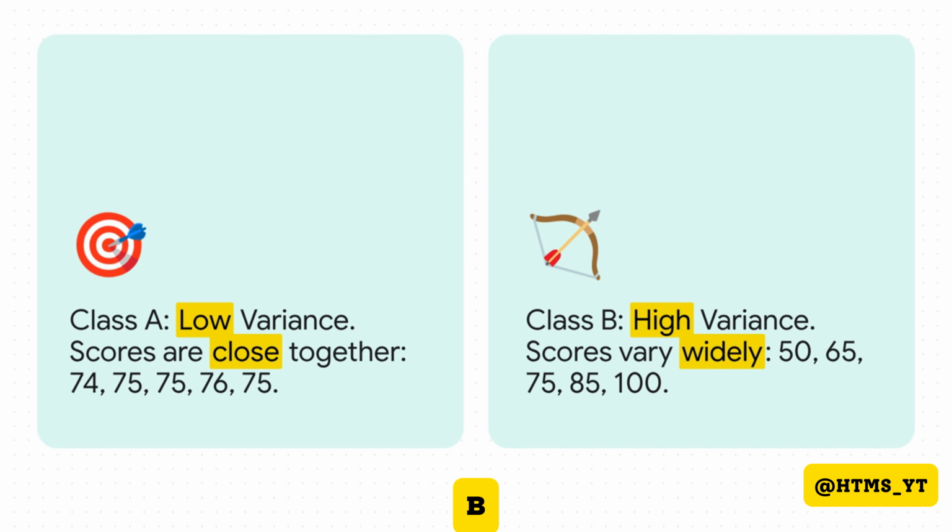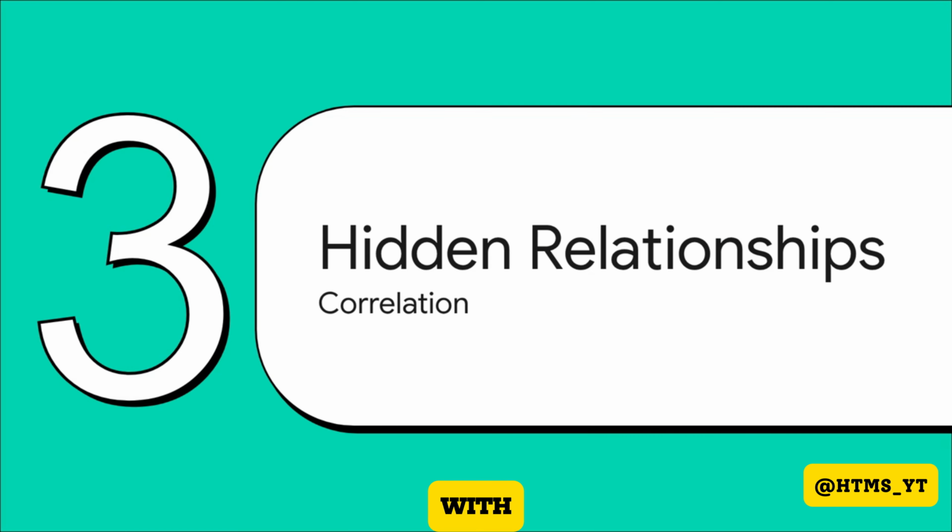Then you have Class B. Same average, but the scores are all over the map, 50, 100. A machine has to put a number on that difference in reliability, and that's exactly what variance is for. All right, so we've got our center point with the mean, and we understand the spread with variance. What's next? The final piece of the puzzle is all about finding those hidden relationships between different data points.